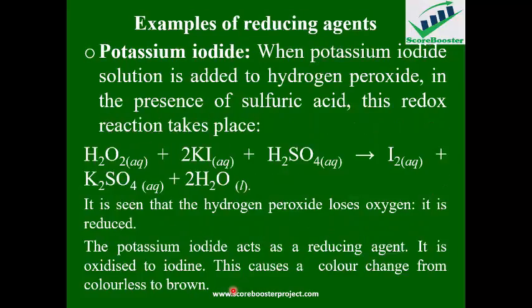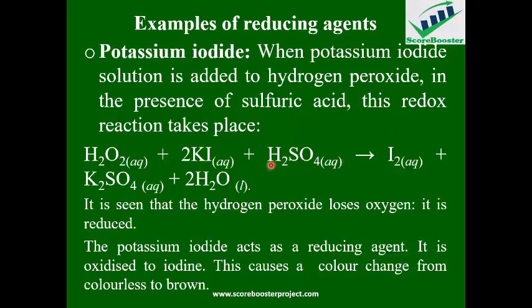So let's go to reducing agents. The list is not limited to that, but let us just get that concept and go to reducing agents. Potassium iodide. When potassium iodide solution is added to hydrogen peroxide, also in the presence of acid, there's going to be this reaction. The two main players are potassium iodide and hydrogen peroxide. This H2SO4 just acts as an agent that makes this reaction possible.